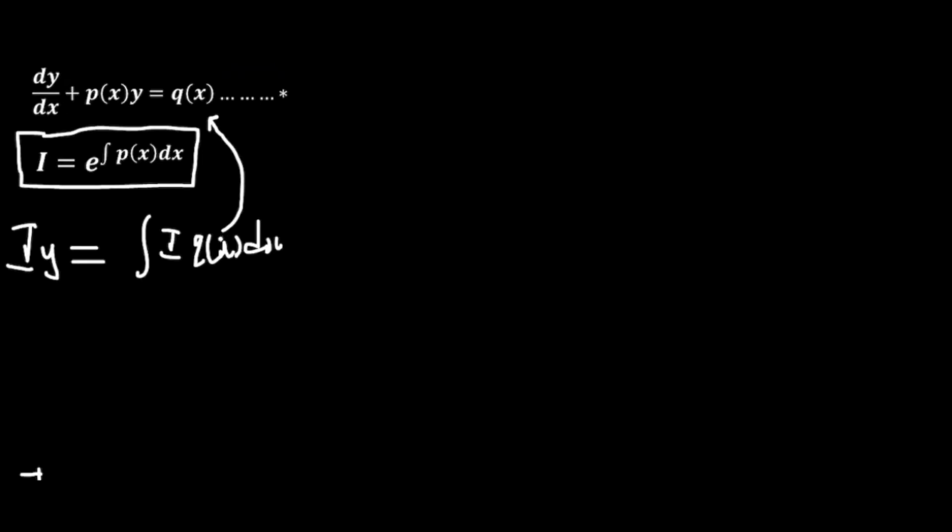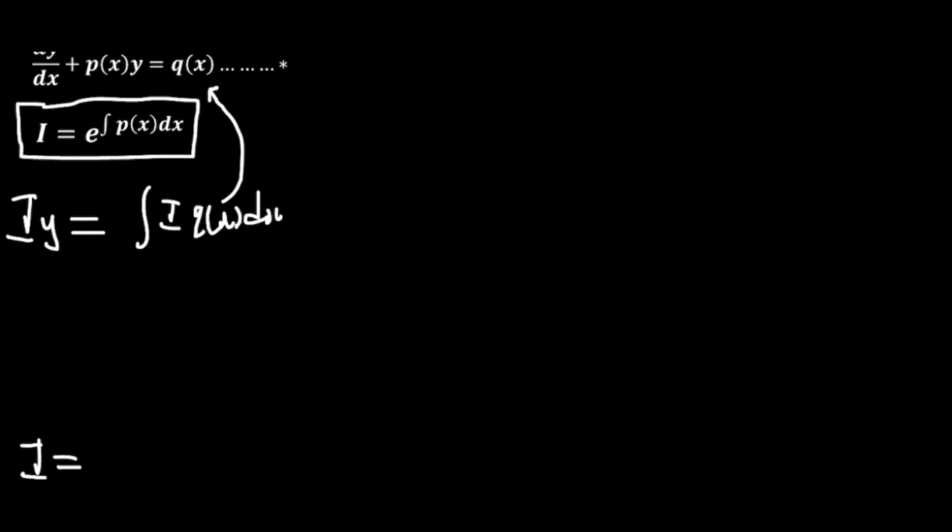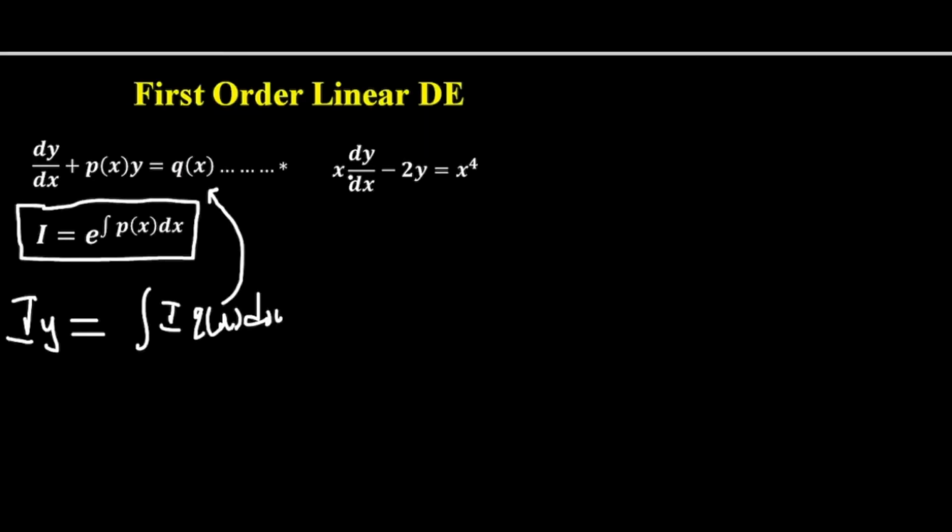So now, without much to do, let's jump right into our first example. Now, this is our first order linear differential equation. Now, to express it in this form, what we need to do is we divide all through by x.